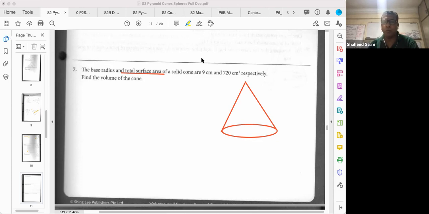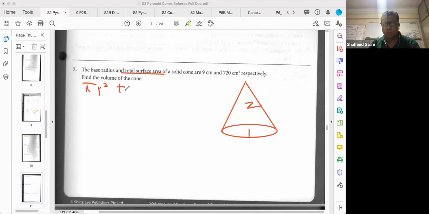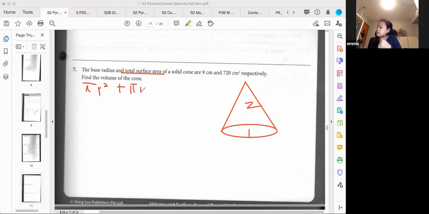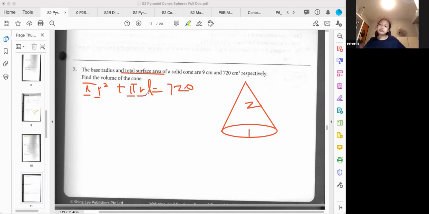We write down the formula now. It's made out of two parts, which you have to add together: pi r squared plus pi r l. This is going to be equal to 720. Are you okay so far? You understand? So you substitute the values for pi and r, and you will be left with l.